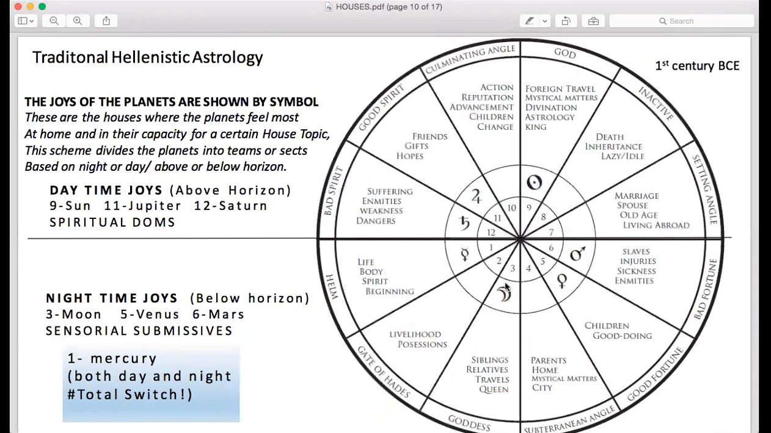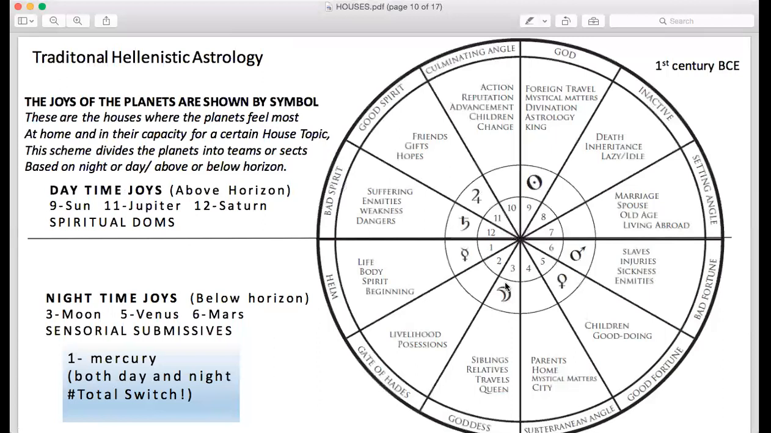It is my belief that the planetary joys are inherent to the significations of the houses. I think they rose maybe together, but they are intertwined, and they rose at the same moment. The daytime joys are Sun, Jupiter, Saturn. That's 9, 11, 12. That's the visible houses where they do best.